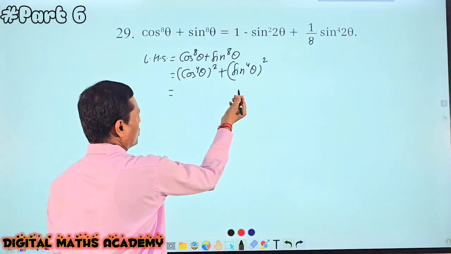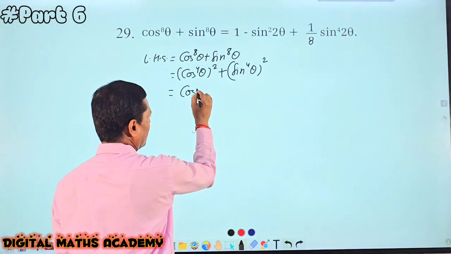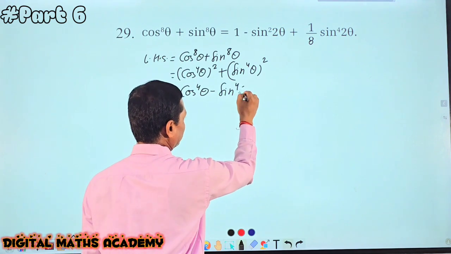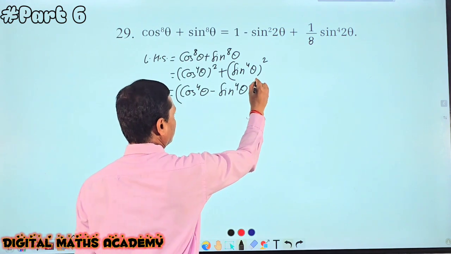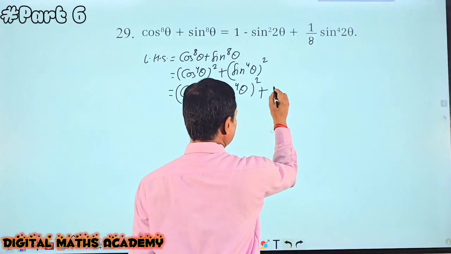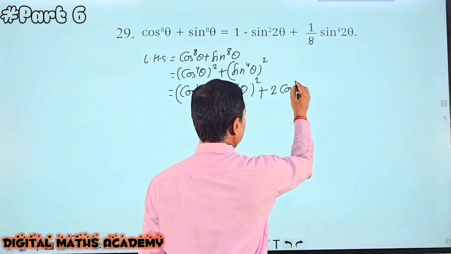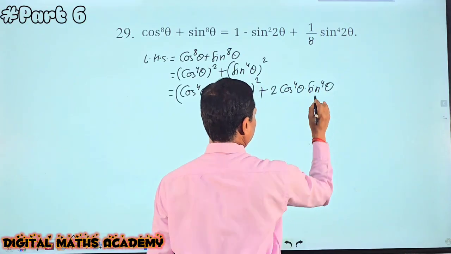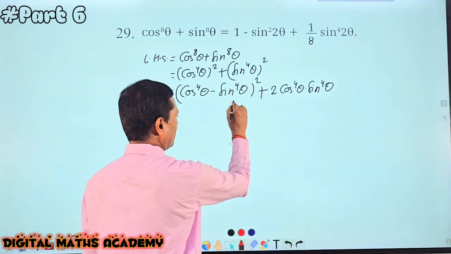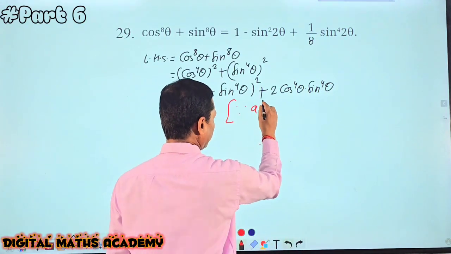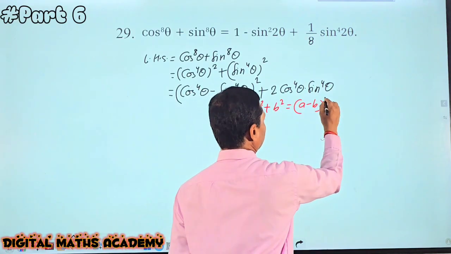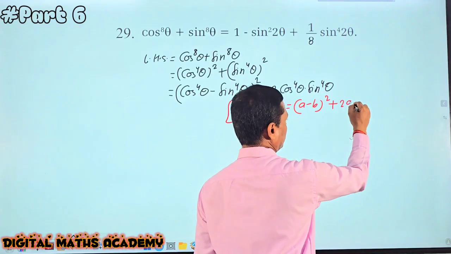So (a minus b) whole square means we can write (cos^4 theta minus sin^4 theta) whole square, and plus 2ab means 2 cos to the power 4 theta dot sin to the power 4 theta. Clear? Here a square plus b square equals (a minus b) whole square plus 2ab.